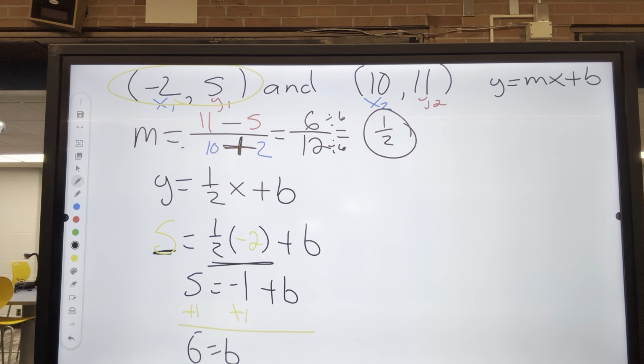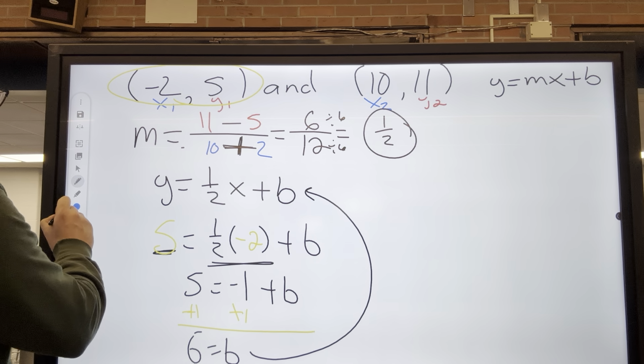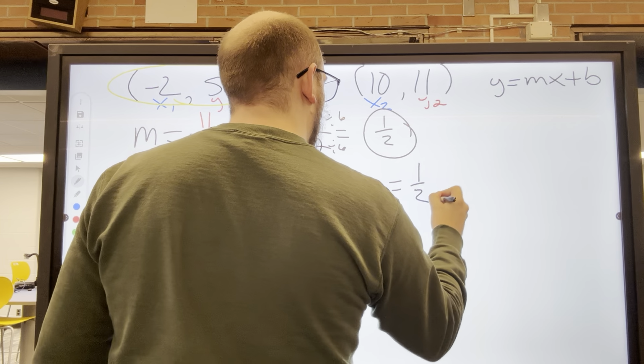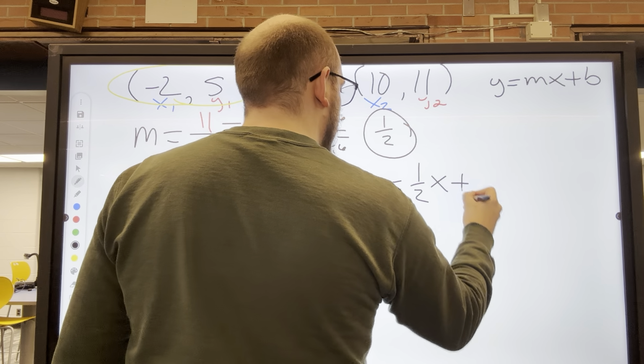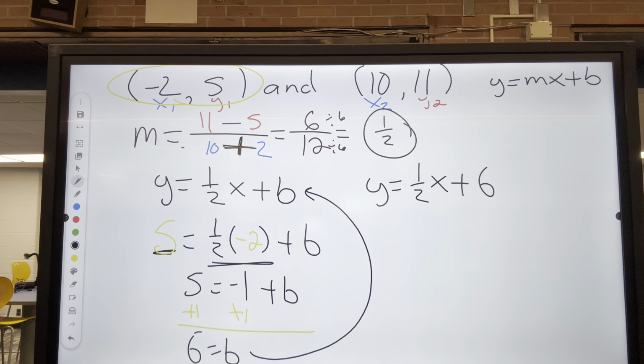I really got to stop making 6 equal to b because they look like the same letter. Now, I'm going to put this right back into my equation that I know is true. So my new equation is y equals 1/2 x plus whatever my b was, which is 6. And that's my final answer.